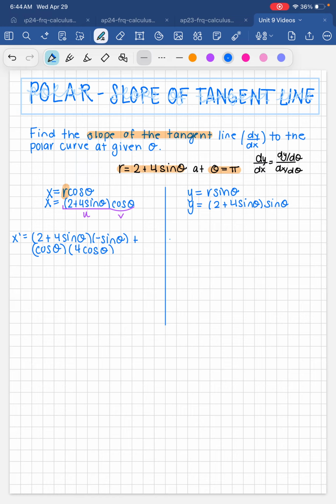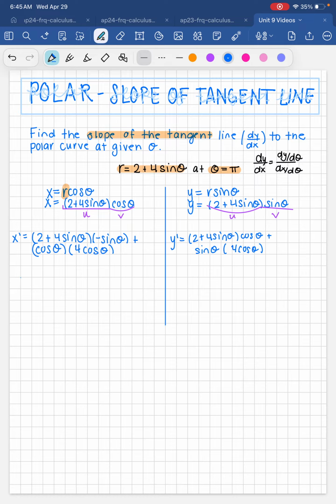And then over here, when we derive y, same thing. This is going to be my u, this is my v. So we're going to have u, v prime, plus v, u prime. So that's going to be 4 cosine theta.